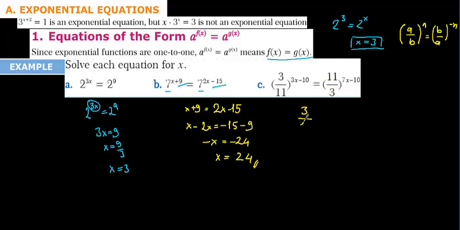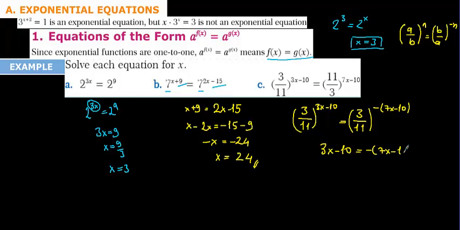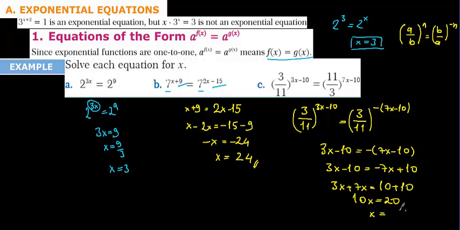So I'm going to replace the second one: 3 over 11 to the power of 3x minus 10 is going to be equal to 3 over 11 to the power of minus 7x minus 10. Then 3x minus 10 is equal to minus 7x plus 10. If you get to the other side, 3x plus 7x is equal to 10 plus 10. 10x is equal to 20. x should be equal to 20 over 10, which is equal to 2. Okay, this was the first form.